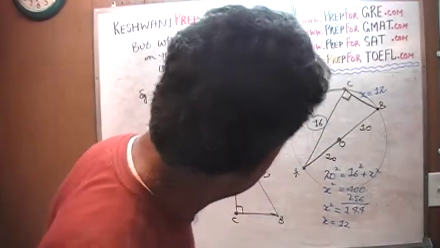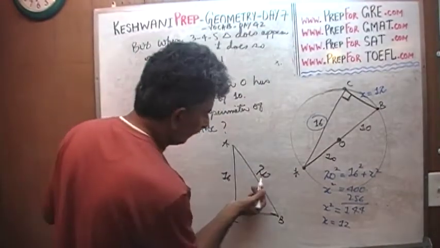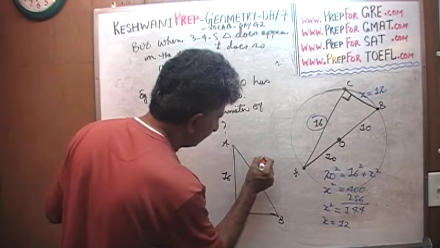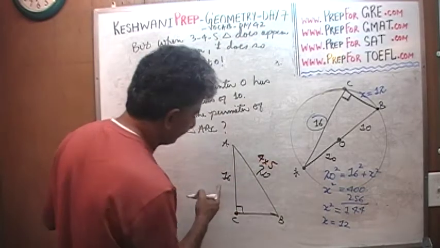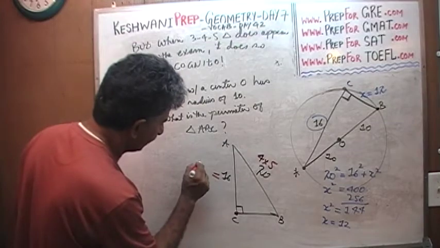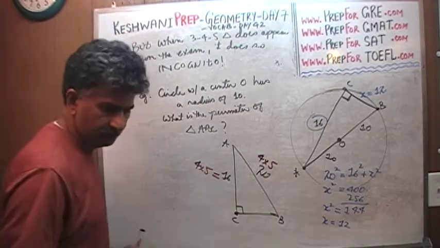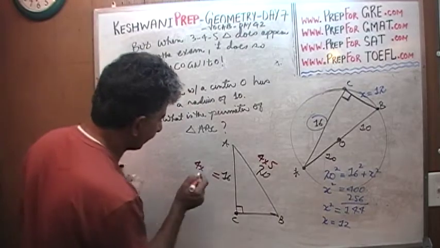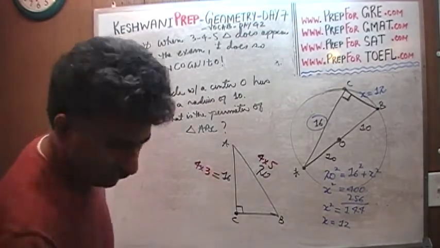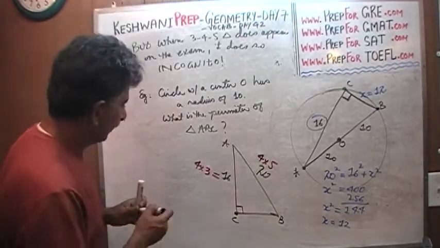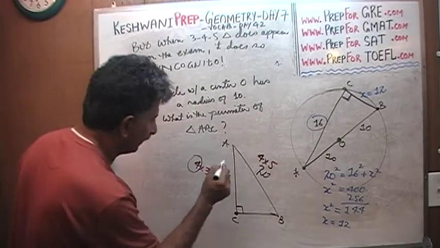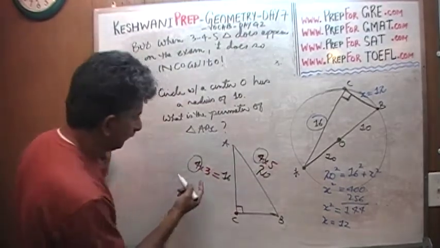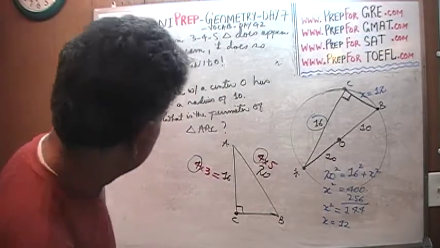How do we know it's a 3, 4, 5 triangle? Because this is 20, which is 4 times 5. This is 16, which is 4 times 4. Well, I see a multiple of 4 here. I see a 4 here, and I see a 4 here. Well, it should be 4 times 4. What the?